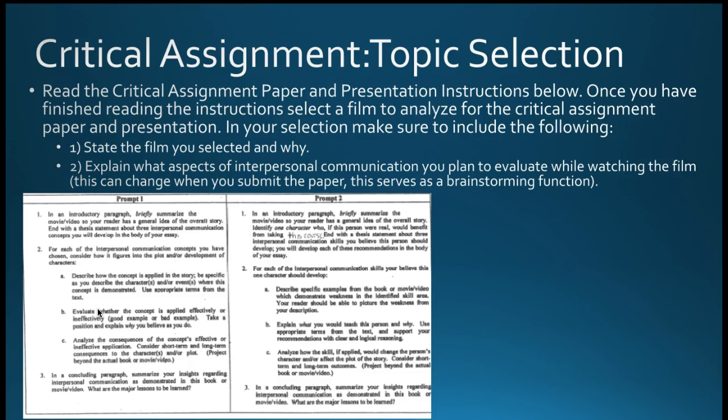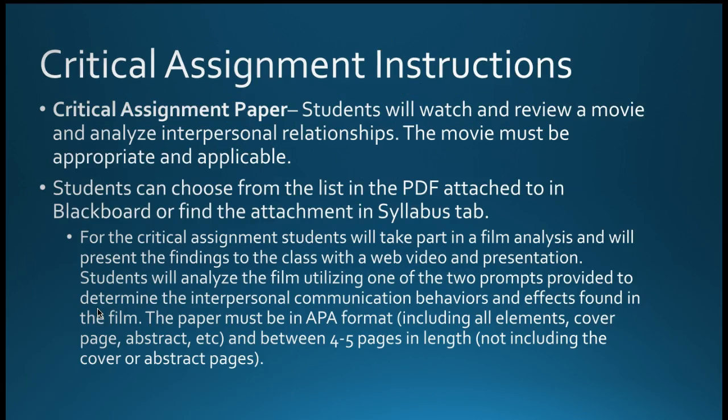As you look at the critical assignment, I'm going to switch slides and show you what the critical assignment is and then move back to the actual assignment for this week. You are writing a paper on a movie where you are analyzing interpersonal relationships. The movie must be chosen from the list provided in the PDF in Blackboard, and you will write a 4 to 5 page analysis of the film and present the findings to the class, not through a web video presentation, just in writing, where you're analyzing the film using one of 2 prompts provided in the PDF. So in Blackboard, there's a PDF.